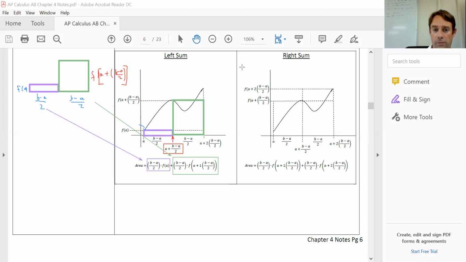Well, what if they decided to do, instead of a left sum, a right sum? And look what those rectangles would be. So notice the green rectangle essentially became the purple rectangle. And then the green rectangle here. Now it's still an overestimate, but it's getting to be closer.